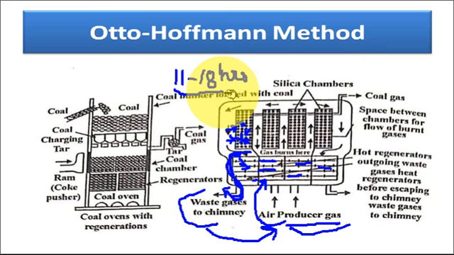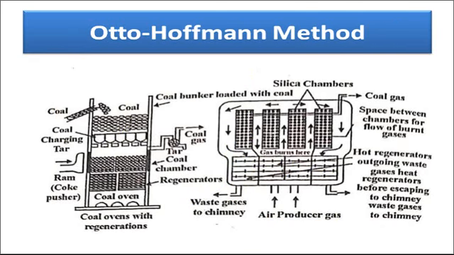After the completion of the process, the red hot coke present in the silica chamber is then pushed outside by means of the ram, which is electrically driven. Here is the ram. This structure is the ram. By the pressure of this ram, the coke can be pushed outside. But before discharging the coke, the quenching is to be done.